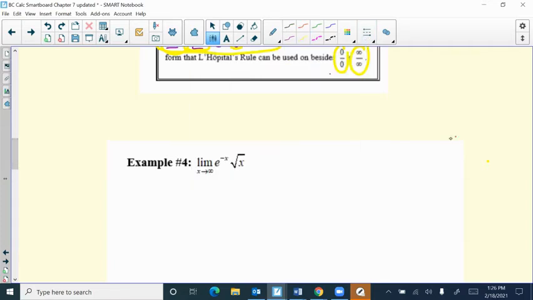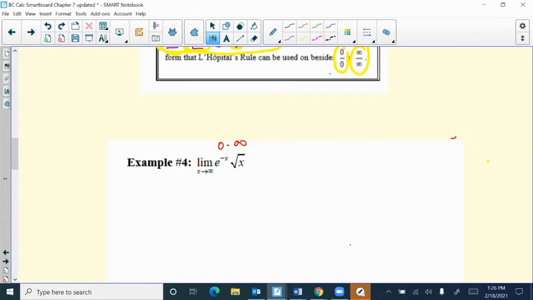So the first one here, if I put in x going to infinity, you get e to the negative infinity. So you get e raised to a very, very large negative number. So that becomes a 0. And then the square root of infinity still is infinity. So here we go, right? 0 times infinity, who wins?